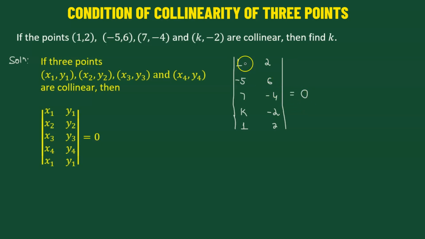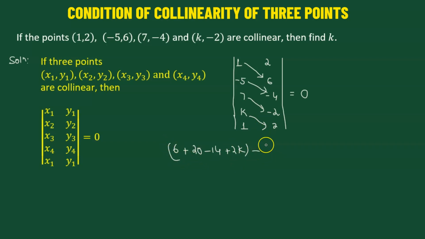So we'll start from the first row. Here we will take the sum of products. First we'll take the product of 1 and 6. So that's going to be equals to 6. Then we add it to the product of negative 5 and negative 4. So that's going to be positive 20. Then we have 7 multiplied to negative 2, which becomes negative 14. So we add it to this value. And then we add it to k times 2. So that's simply 2k. So this is going to be the sum of products.